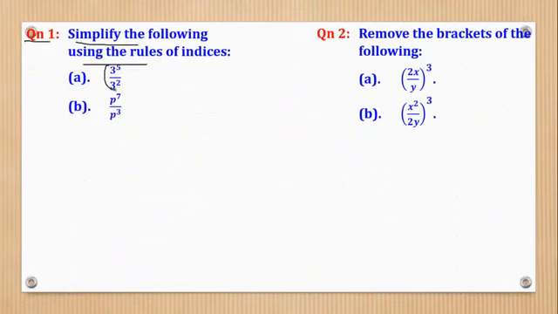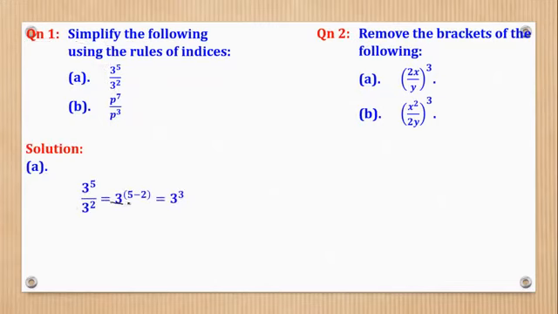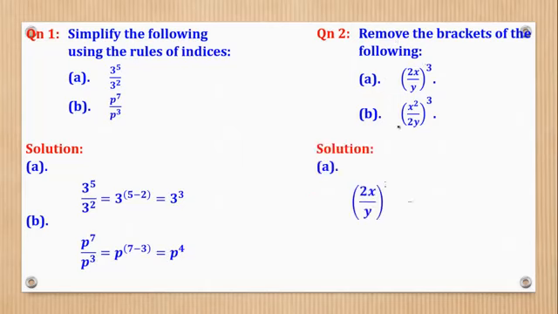For part A, same base. So you subtract the powers. Keep the base and subtract the powers to get the answer. Same applies to part B. You are going to keep the base, subtract the powers to get the answer. For question 2, they want us to open brackets, so the power is on each term. That gives you 2 to power 3, x to power 3, y to power 3, as the answer.